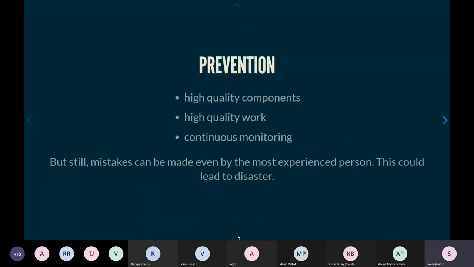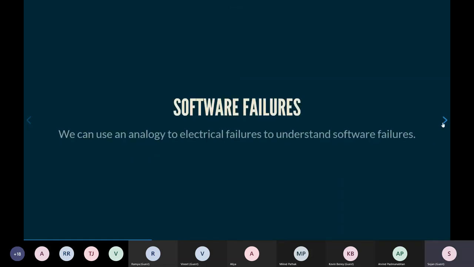So, how do you prevent loose connections? High quality components, high quality work, make sure connections are made well and tight, and continuous monitoring, because things go bad and you have to replace them. But even then, mistakes can still be made. Even the most experienced person can make a mistake, and this could lead to disaster. So my argument is that a loose connection is far more dangerous than a short circuit. Why am I talking about this? Because we can use an analogy to electrical failures to also talk about software failures.